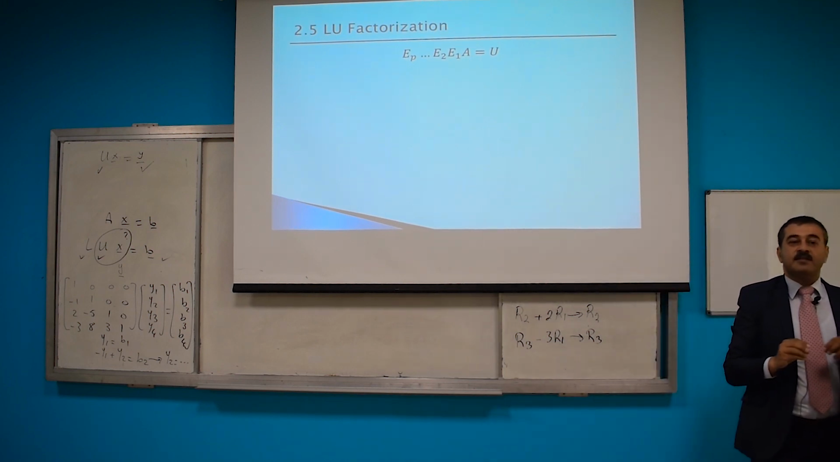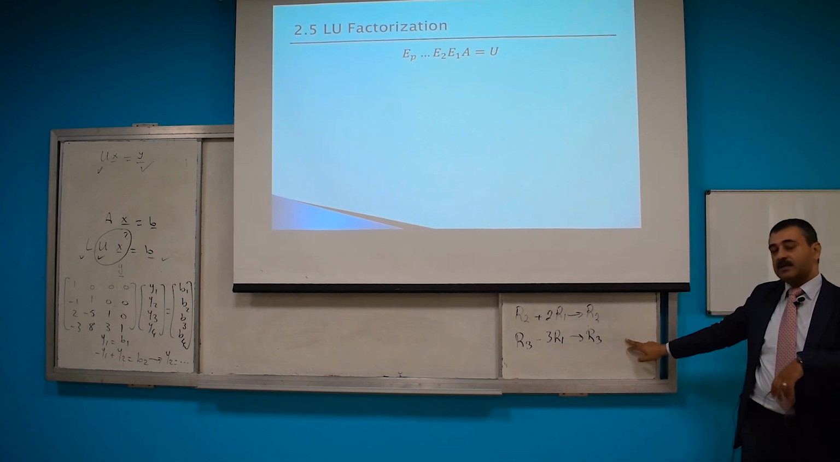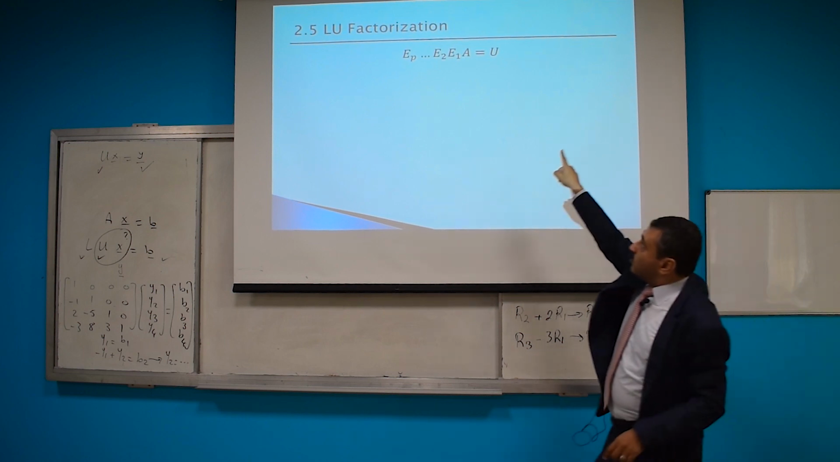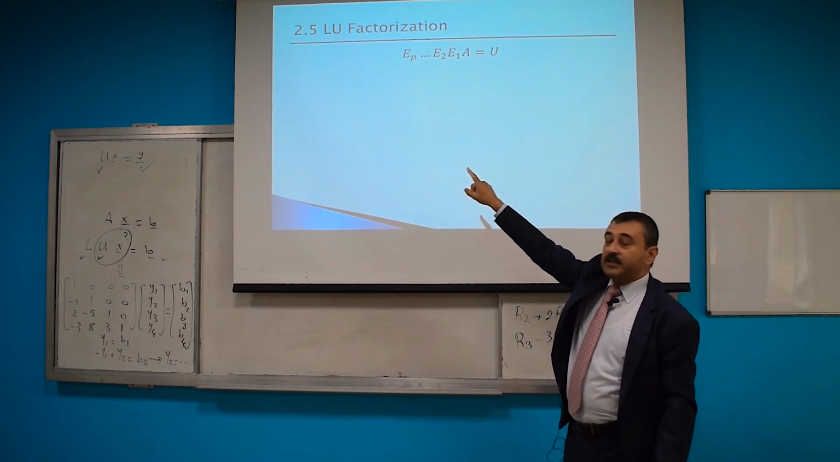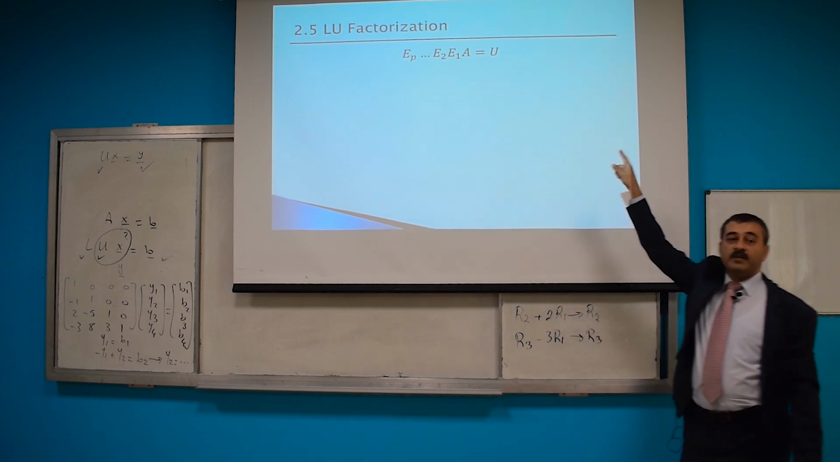For simplicity, assume that I did only one operation, which is the row replacement. So these operations are E1, E2, and so on, elementary matrices multiplied from the left to the matrix A until you reach the matrix U.